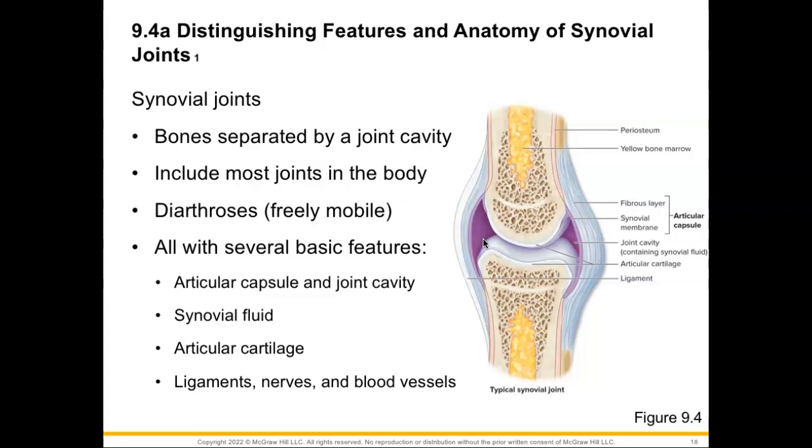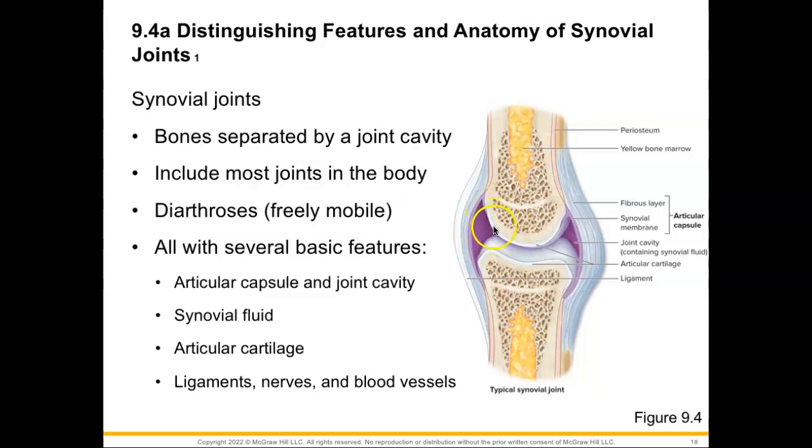our body. We'll classify our synovial joints as diarthroses because all of these joints are going to be freely movable or mobile. And all of these basic features will be found in a synovial joint. So first, we'll always find an articular capsule, which you can see along the outside of this joint, and a joint cavity, that space found in between the bones. We'll also find some synovial fluid, which isn't really pictured in here, but imagine it fills in this cavity space.